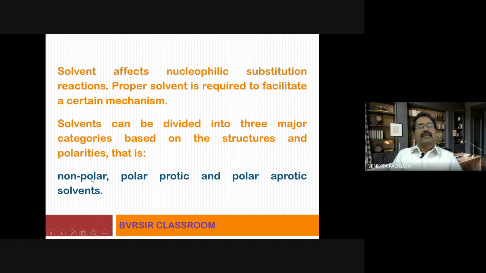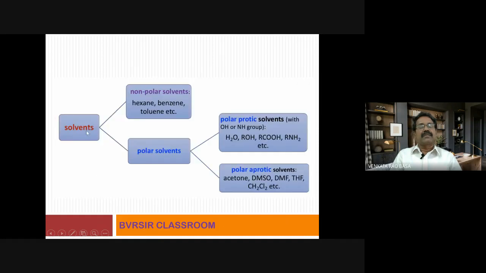What are they? Non-polar solvents. Under these non-polar solvents, examples are hexane, benzene, toluene, etc. In addition to this non-polar, you will have polar solvents. Polar solvent means one pole will have positive charge and the second one may have negative charge, like that.